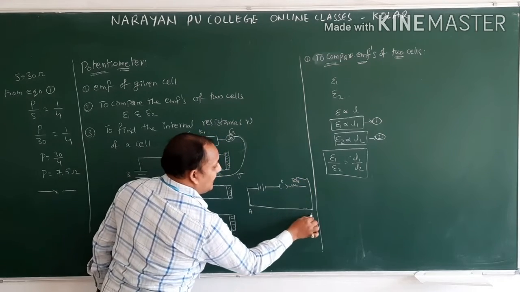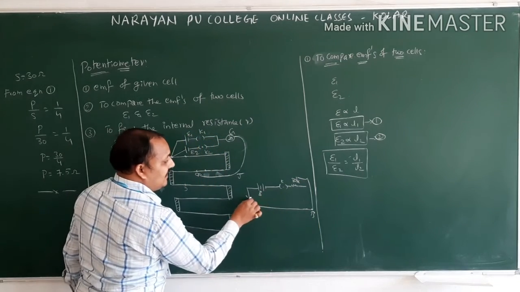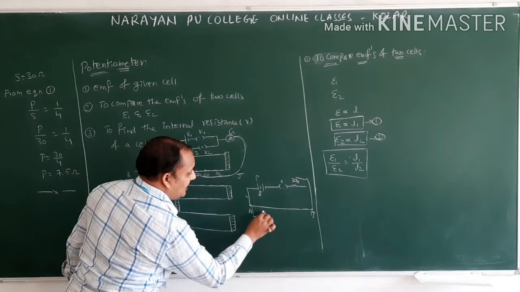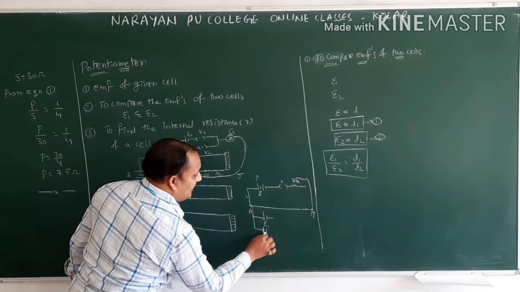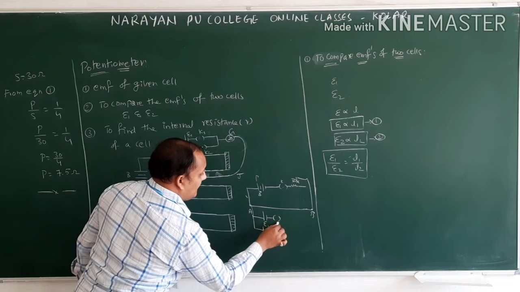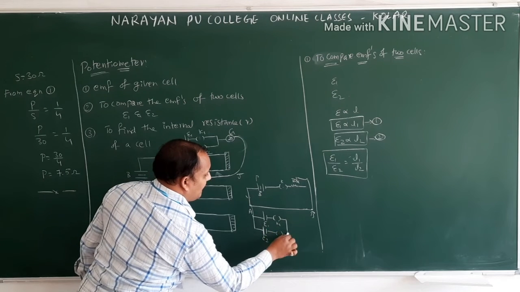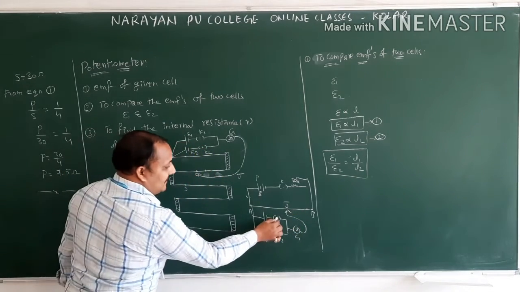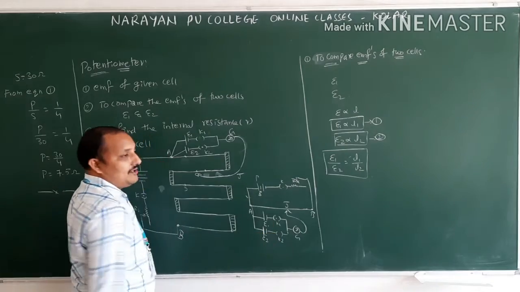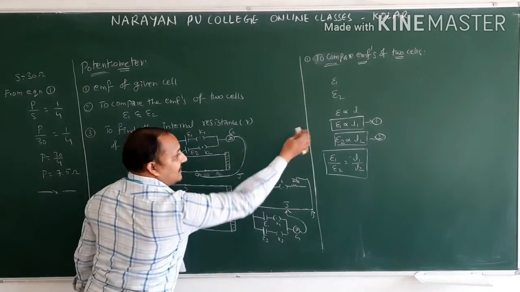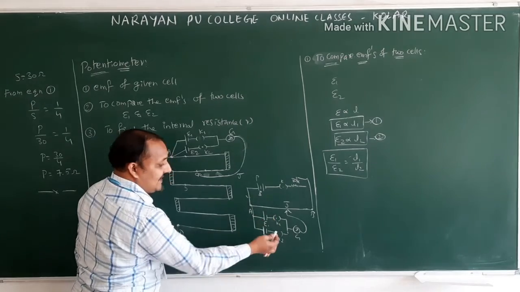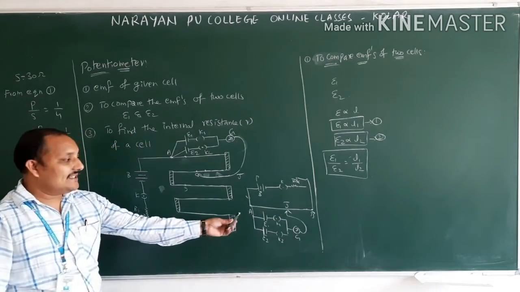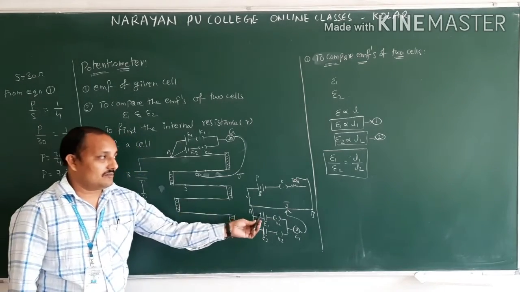So this is A. Here AB is the potentiometer. This is called the primary circuit. In the secondary circuit, they connect here. This is E1 and this is E2, with keys K1 and K2. This is the galvanometer and this is the jockey. First press key K1, open key K2, then move the jockey on the potentiometer wire and you will get balance. Again open key K1, press key K2, move the jockey again and you will get null deflection. Both drawings are the same.